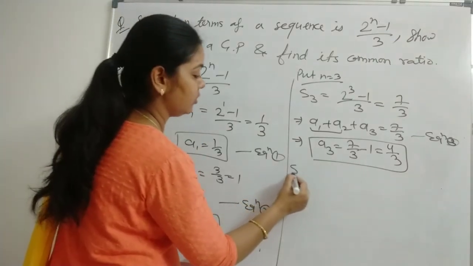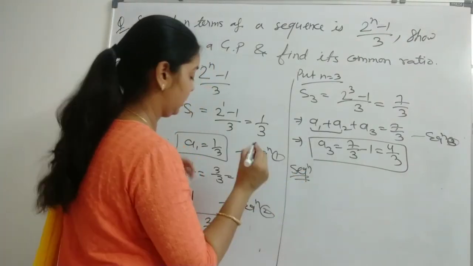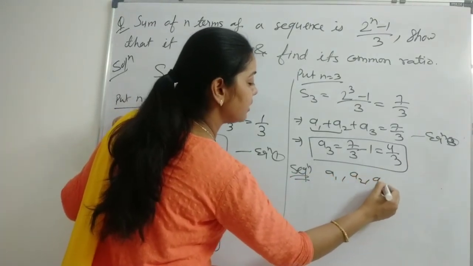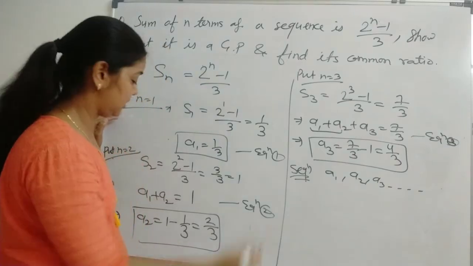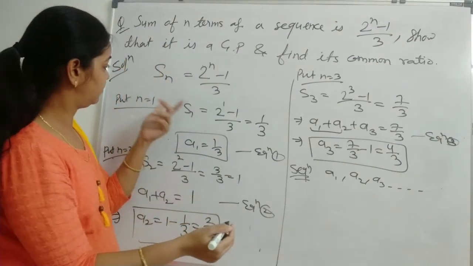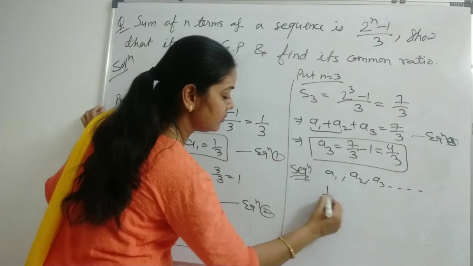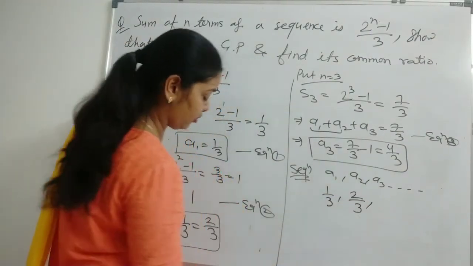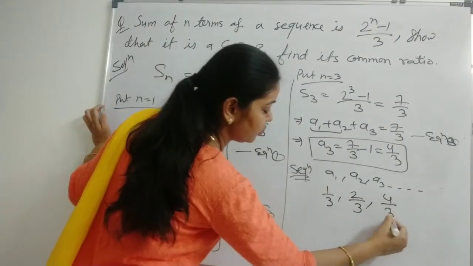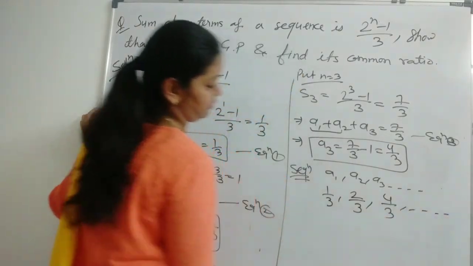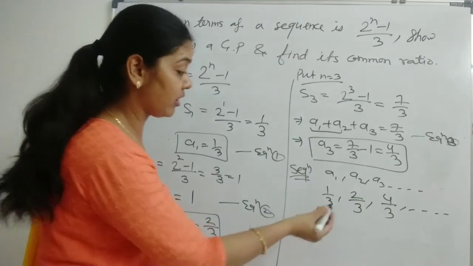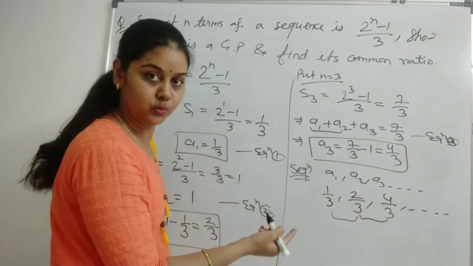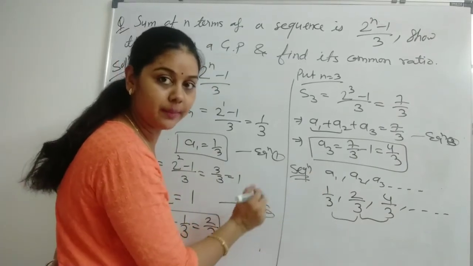Now check here. What sequence did we get? In our sequence, A1, A2 and A3: A1 is 1 upon 3, A2 means 2 upon 3 and A3 means 4 upon 3, and so on. You can easily check here that each term we got by multiplying with 2. But we need to show it mathematically.